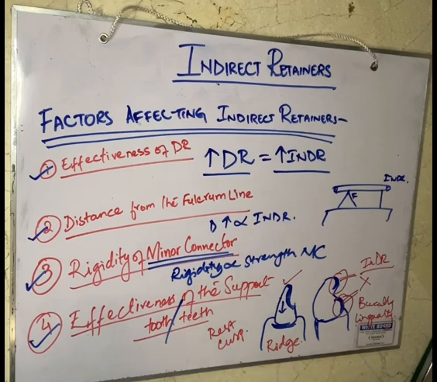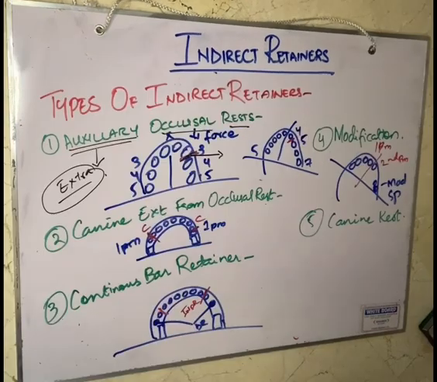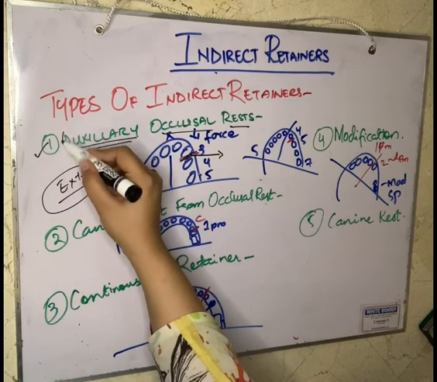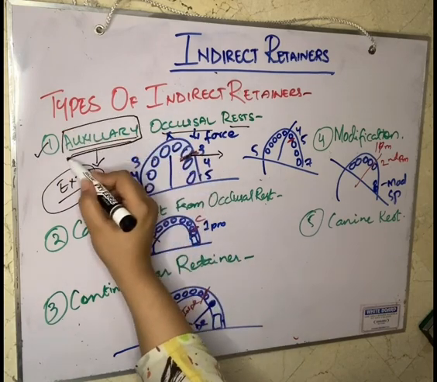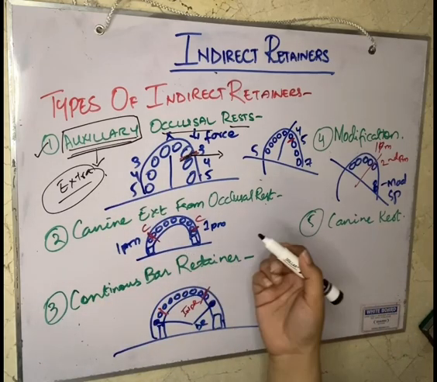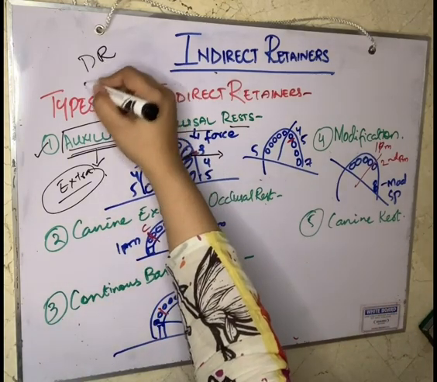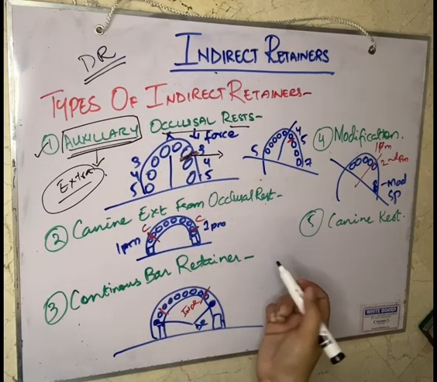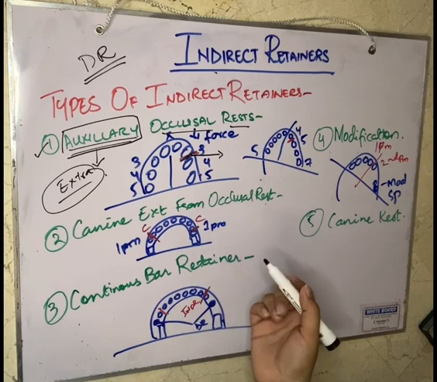Now we'll jump into the next topic. Okay, so now we'll be discussing the types of the indirect retainers. The first and foremost type is the auxiliary occlusal rest. The auxiliary occlusal rest is called so because auxiliary means extra, and since the direct retainers already have their primary occlusal rest, and this one is an extra, hence it is called the auxiliary occlusal rest.